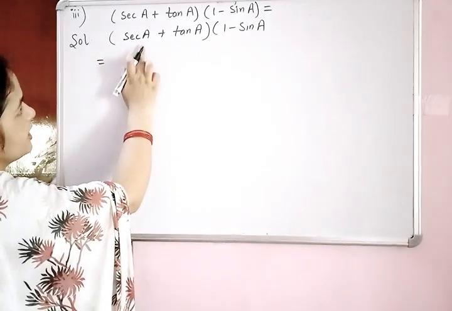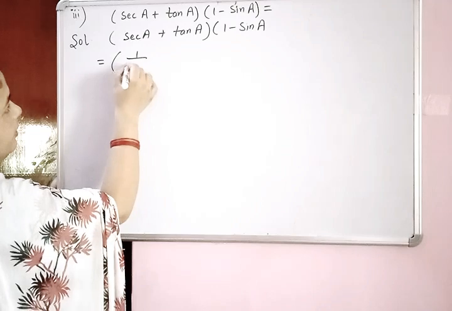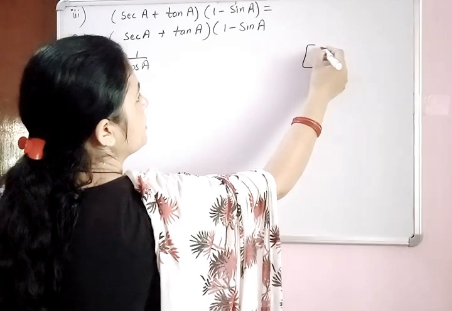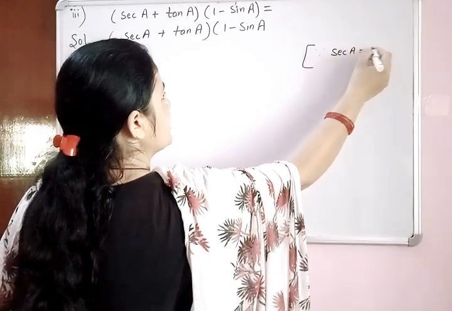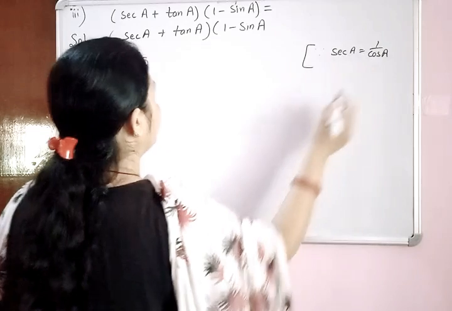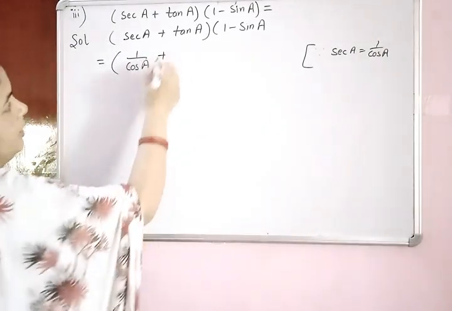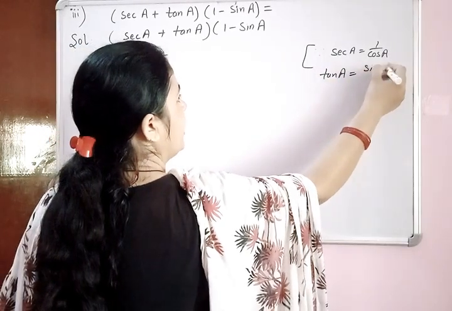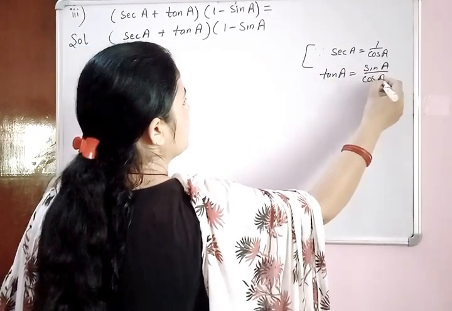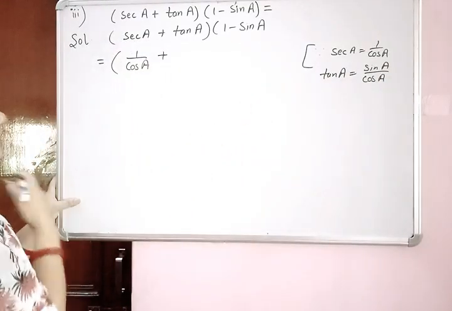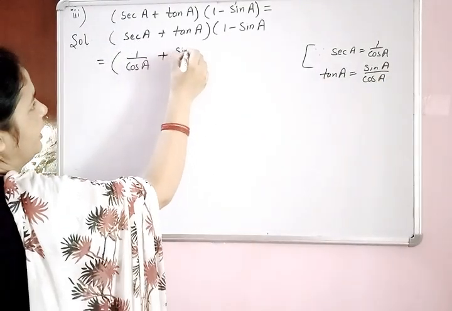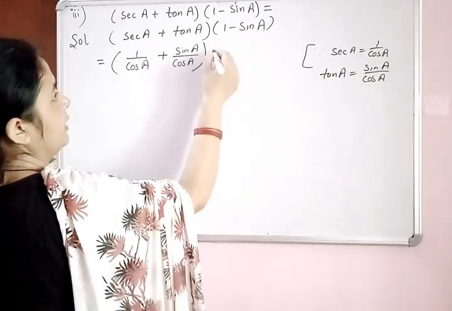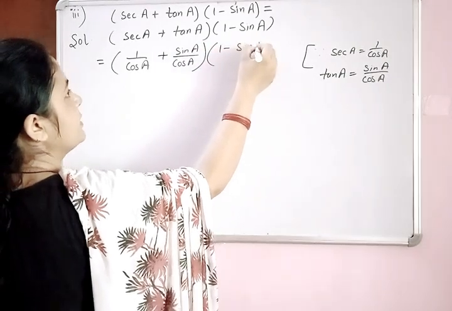Since we know that sec A is the reciprocal of cos A, we can write here 1 upon cos A. You can write down here the reason: since sec A is equal to 1 upon cos A by reciprocal identity, plus tan A is equal to sin A upon cos A. This I have already told you in the previous lectures. So in place of tan A, we can write sin A upon cos A, bracket close. Then multiply by 1 minus sin A.